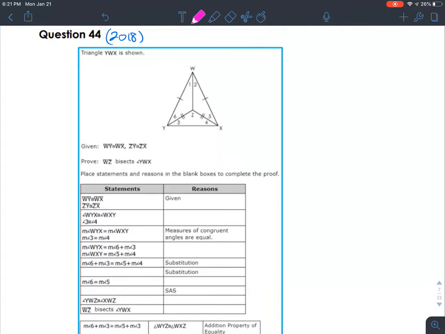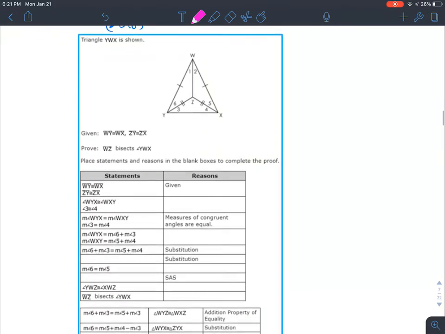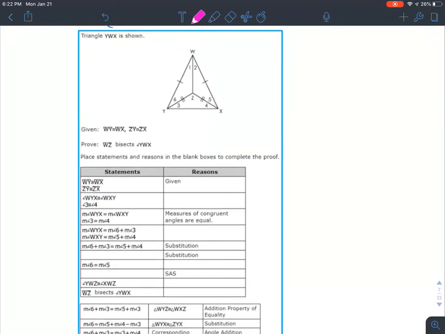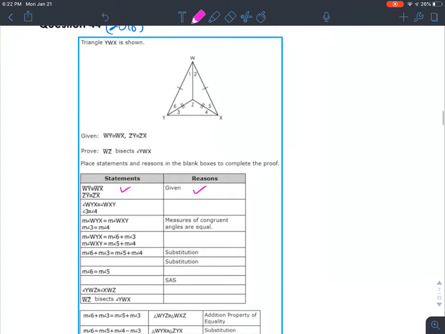So in order to prove that, we're trying to prove that angles 1 and 2 are congruent. Let's see what we can do here. Fortunately for us, part of the proof's already done. So we have the given done and done. Next, let's see what we got. Angle WYX, that's this angle right here, is congruent to WXY. That's this angle right here.